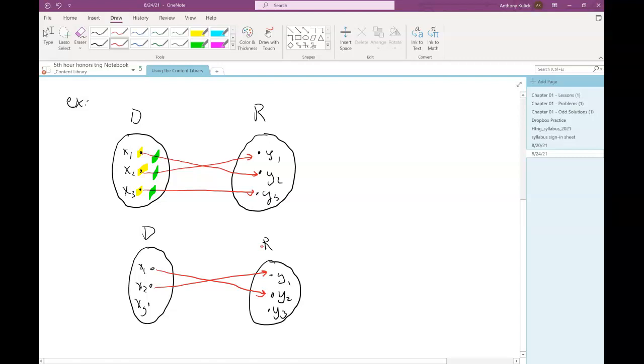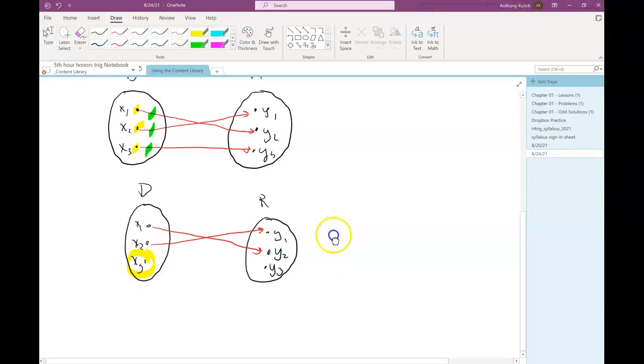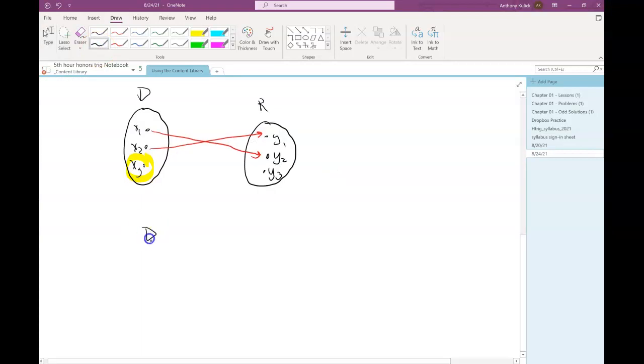How about this one? Is this a function? Paul? No. Great. That's perfect. So the issue here is that we have one member of the domain that doesn't have an output paired with it, so that would not represent a function.